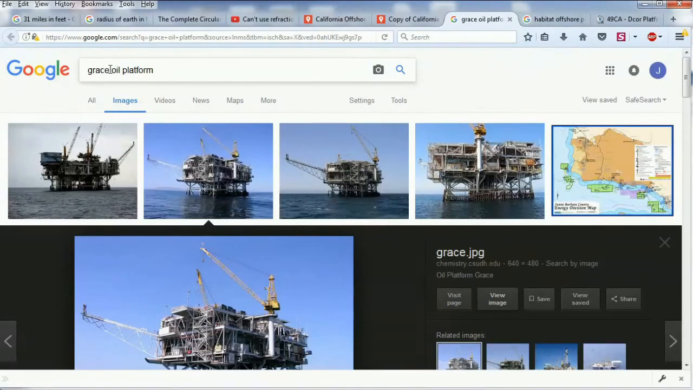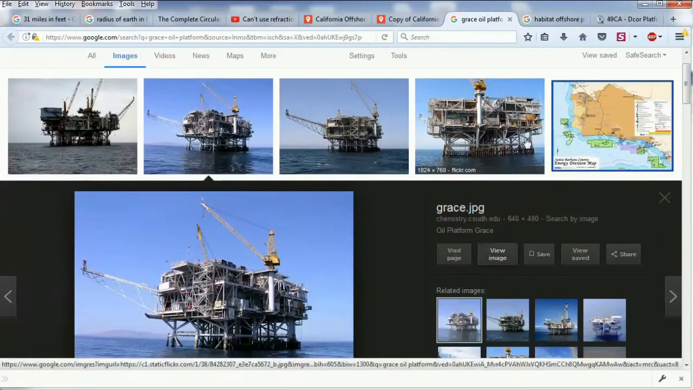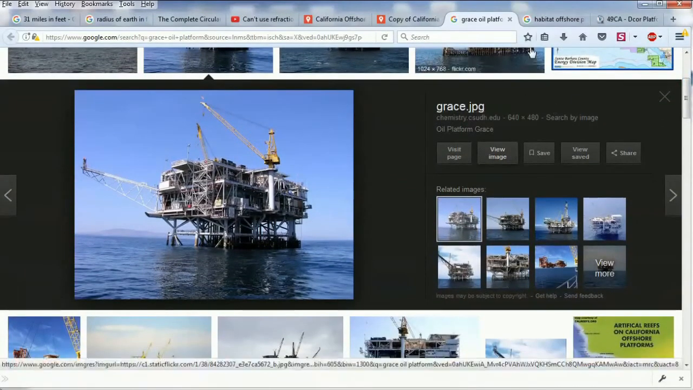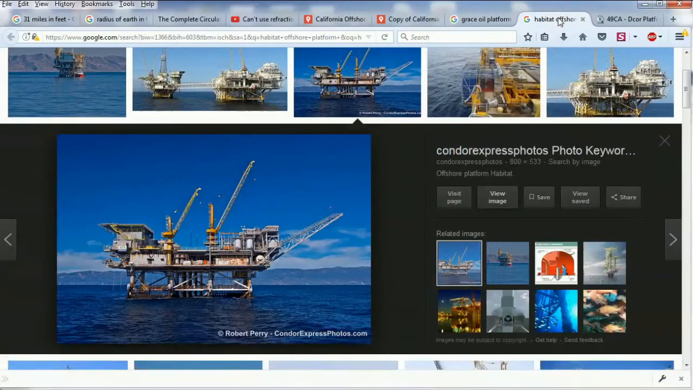This is a search for oil platform Grace. I put Grace first so that I would see it up here in the tabs and remember to click on it, which I didn't. But anyway, it's just there so you know that you can see right here oil platform Grace. And then offshore platform Habitat, which is something I hadn't verified at all for you without showing you that image. So this is Habitat. That's the heliport at 90 feet high.